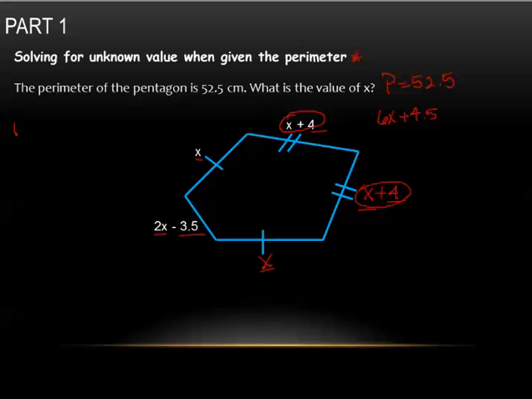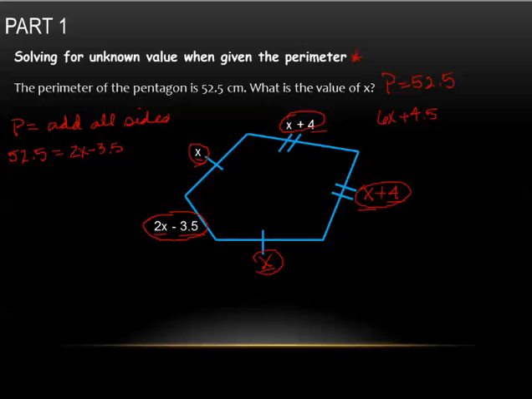Okay. So here we go. To find the perimeter, you're going to add all sides. So what I'm going to do is plug in for the perimeter 52.5 because I've already been told that. And then the next step, this is my only expression for 2x minus 3.5, so I'm going to write that down. Then I have 2 x's. So instead of saying plus x, I'm going to put plus 2 times x.